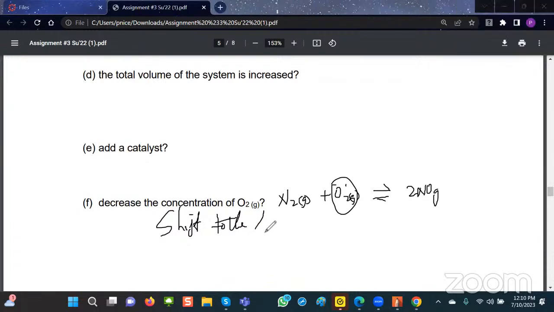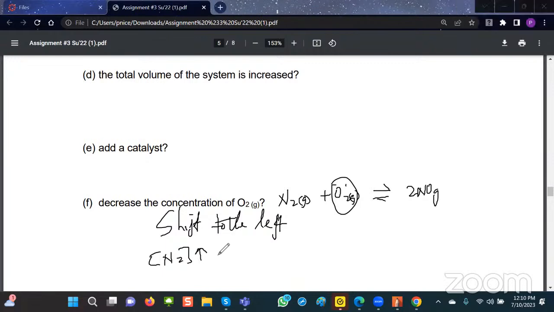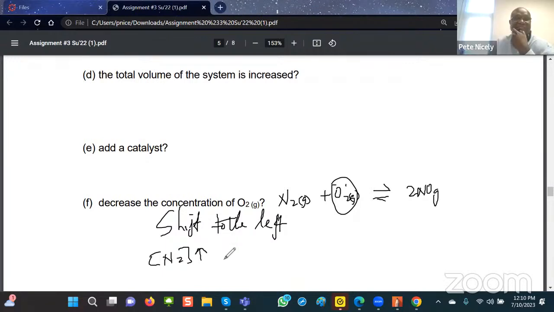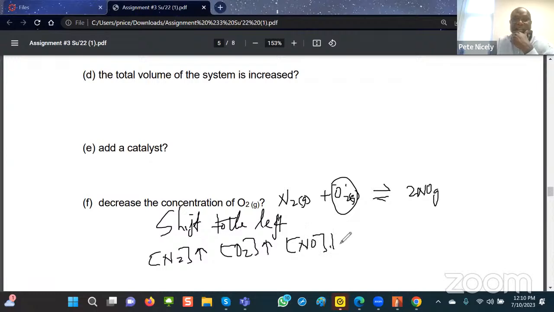The left. Exactly. So what does that mean for the concentration of N2? Increases. What happens to the concentration of O2? Increases. And the concentration of NO would? Decrease. Exactly. Okay, very good. All right, so that's basically how that is done. Any questions about this?